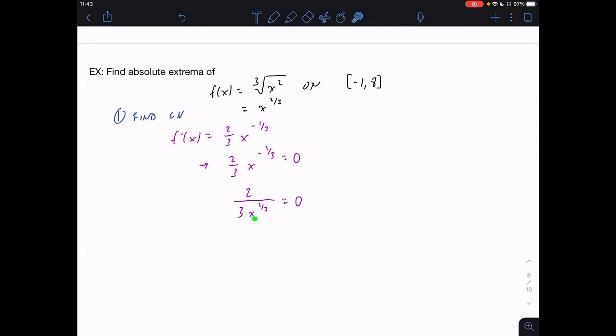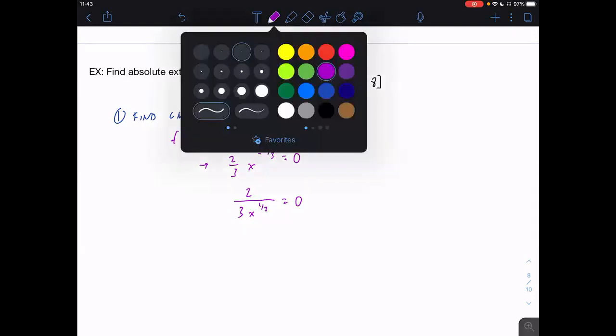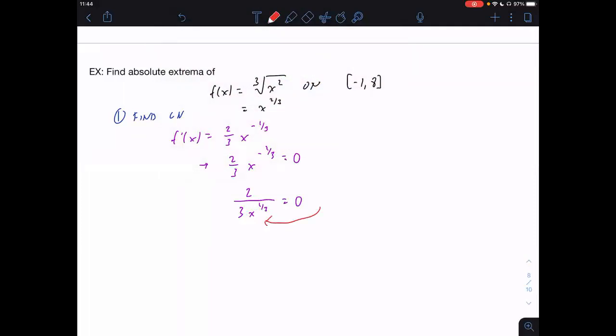In this case, what will make this function undefined? If we get 0 in the denominator. How can we get 0 in the denominator? If x is equal to 0, right? If we plug in 0 for x, it's going to give us 3 times 0, which makes that function undefined. So here we have one critical number. So again, we set the denominator equal to 0. In this case, 3x to the 1/3. Set this equal to 0, which gives us x equals 0 as our critical number. And 0 falls within our closed domain here.